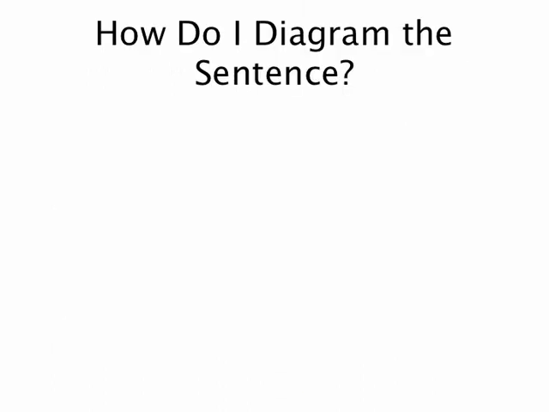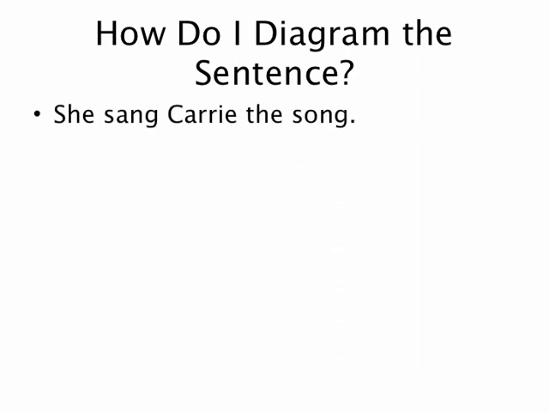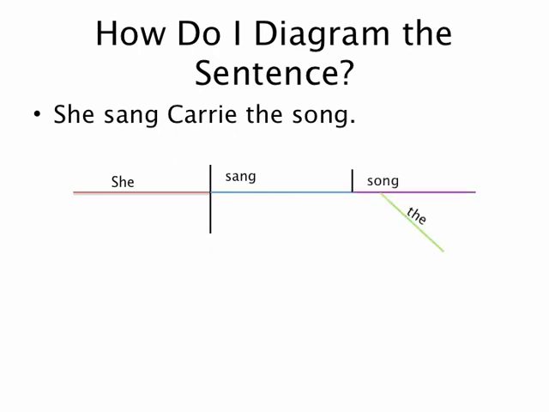So the next question we have to ask ourselves is, how do I diagram a sentence that has an indirect object in it? First, I diagram just like with anything else. Okay, so I have my normal line, and I diagram the subject and the verb. So in this example, she sang. Next, I'm going to find the direct object. She sang what? She sang the song. To whom? Carrie.